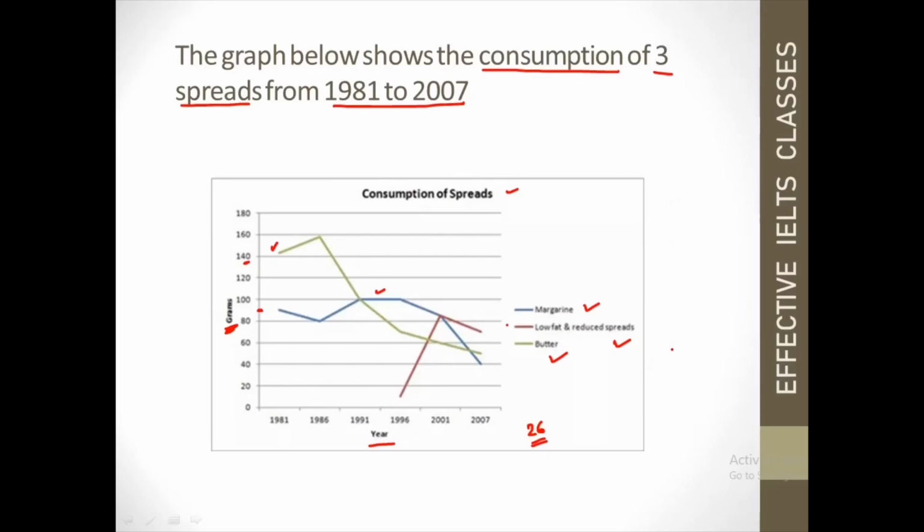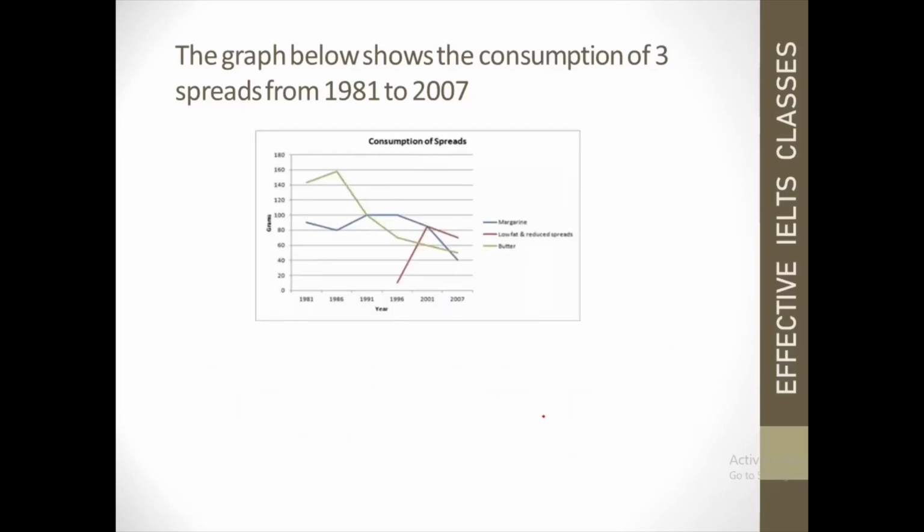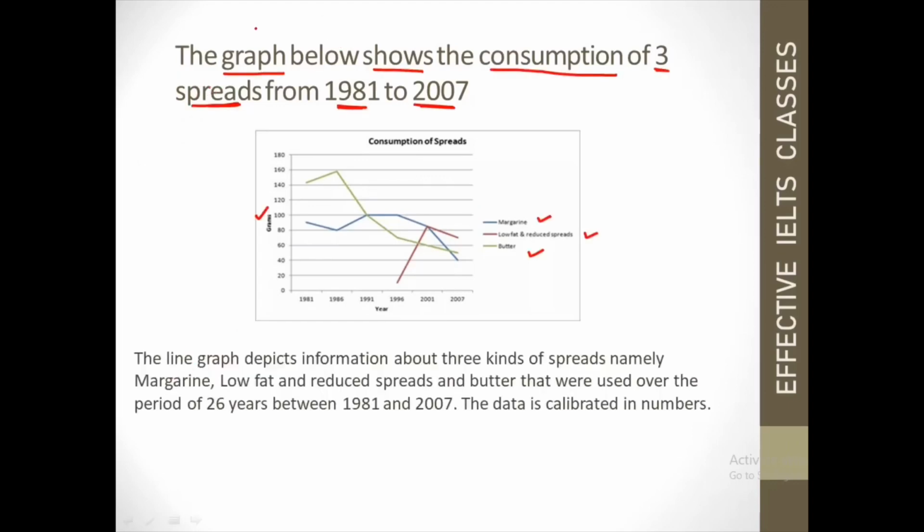And now we have analyzed our graph. So without further ado, let's check its introduction. The line graph. In the question we have the graph only, and in my introduction I have used the name of the graph. In the question it says shows, and I use the synonym here, that is depicts. The line graph depicts information about 3 kinds of spreads. In the question, names were not given. I provided extra information of names in my introduction, which was not given in the statement.